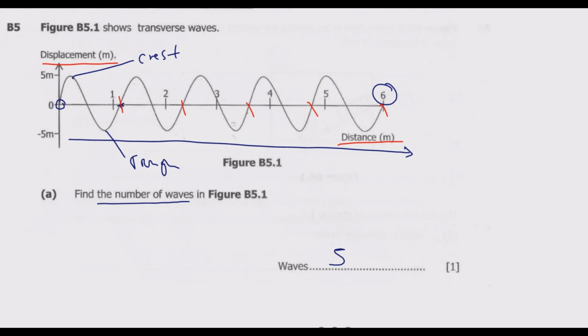Alternatively, you could measure the distance from one crest to another. This is a complete wave. Okay, that's a complete wave. So you could measure 1, 2, 3, 4, 5, or 1, 2, 3, 4, 5. You still get it correct. So this is how you answer this question.